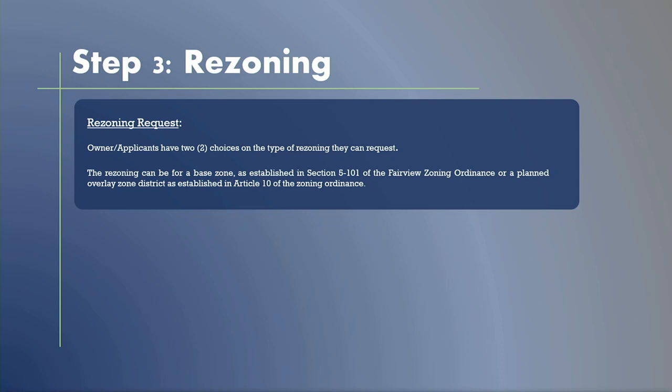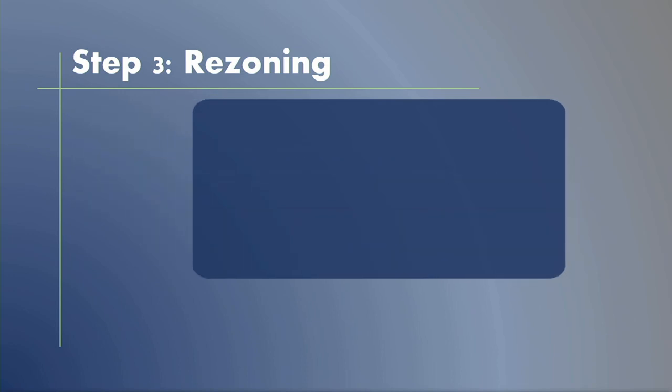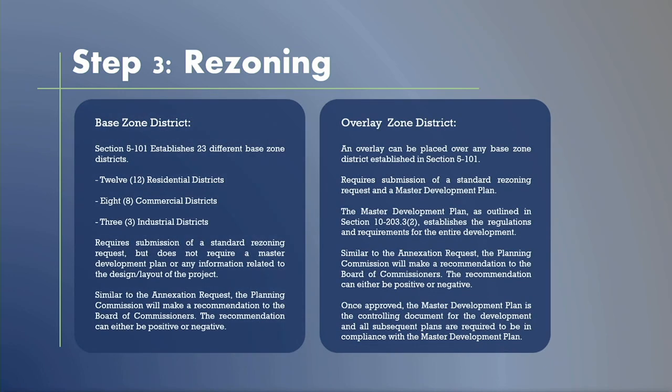So they can go for just a base zone. These are your zones that are established in section 5101 of the zoning ordinance, or they can come in and request a planned overlay district, and that's specified in Article 10 of the zoning ordinance. So when someone comes in and says, I'm going to rezone property here, these are the options they have. In 5101, there's 23 different base zones, residential, commercial, and industrial, that someone can choose from in terms of how they want to rezone their property.